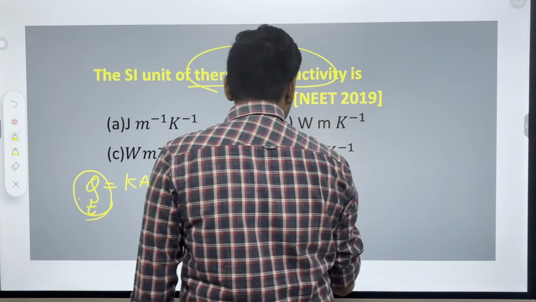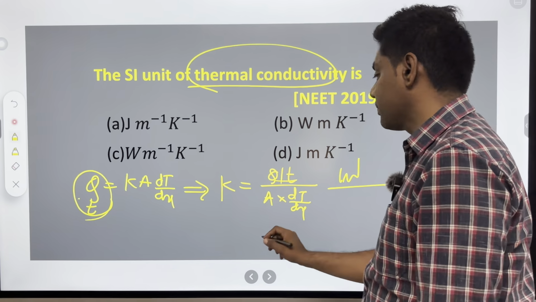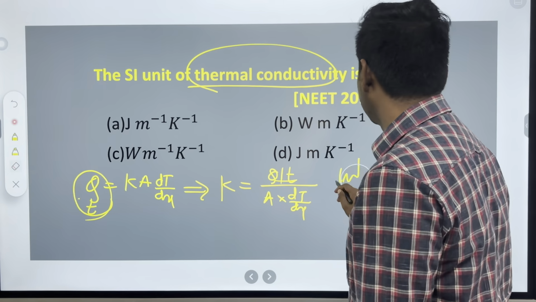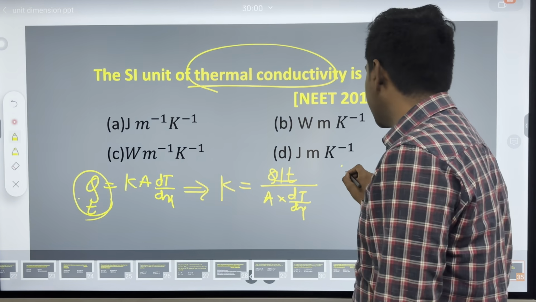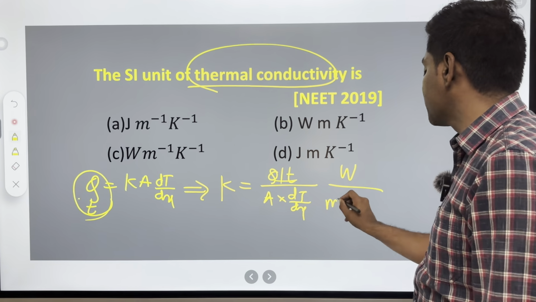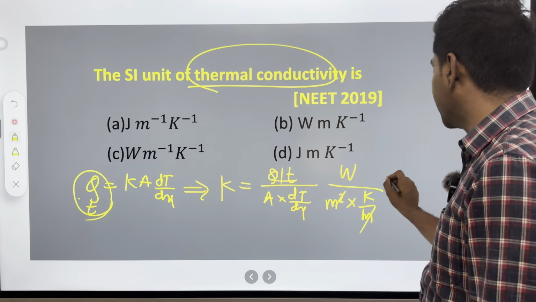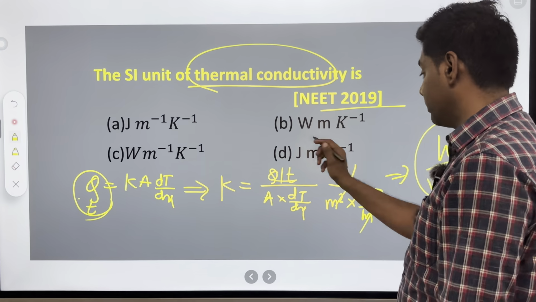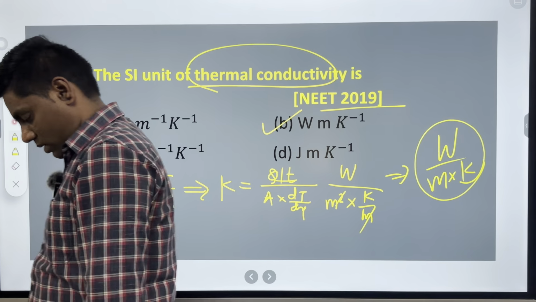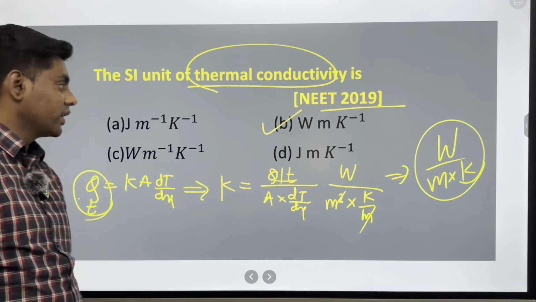Q by T means watts, divided by area, which is meter square. Delta T by delta X means Kelvin divided by meter. One meter gets cancelled, so we get the answer watts per meter Kelvin. This is an important question, asked in NEET 2020: watts per meter Kelvin. Option number B is the correct answer of the given question. We go for the next example.